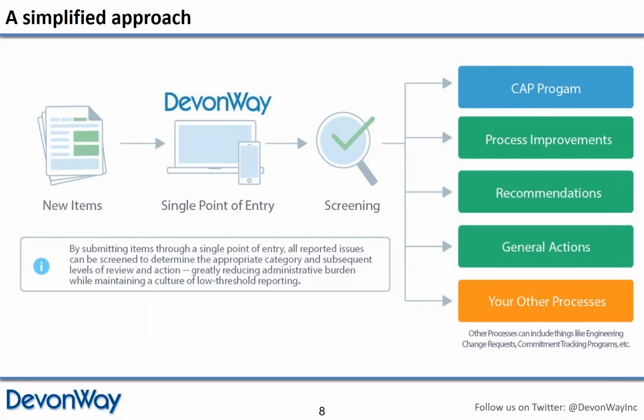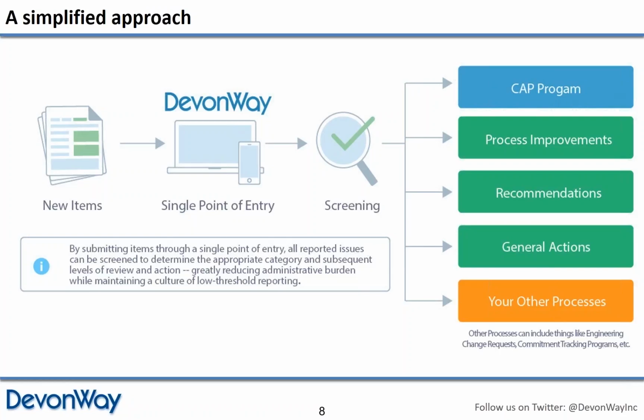For all of your issues, right now you can do what a lot of people call a low-level reporting system, where people enter everything in the CAP and then you screen things accordingly. We think that's still important, but maybe a slightly modified approach. The idea is that people enter new items into one single point of entry, and then once it gets to screening, it's important that you can at that point route it to the right process.